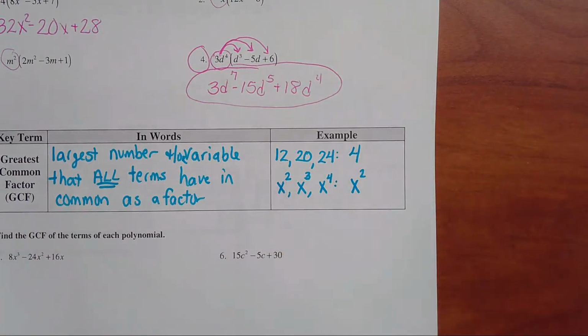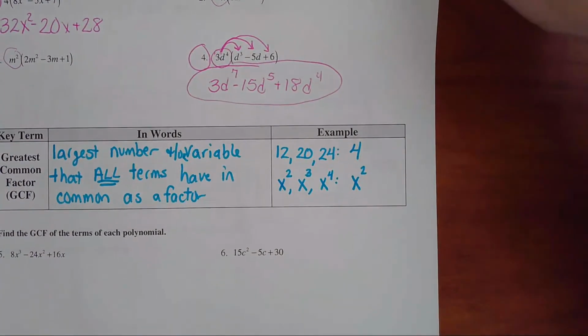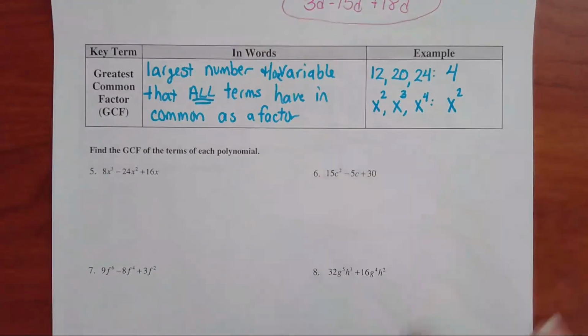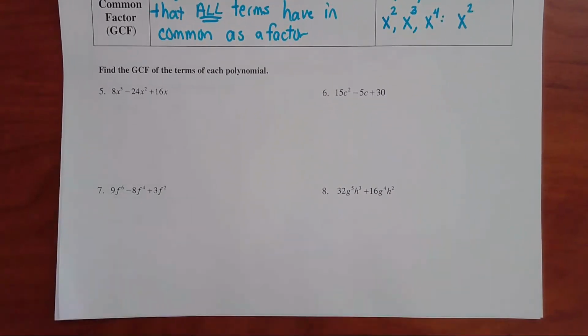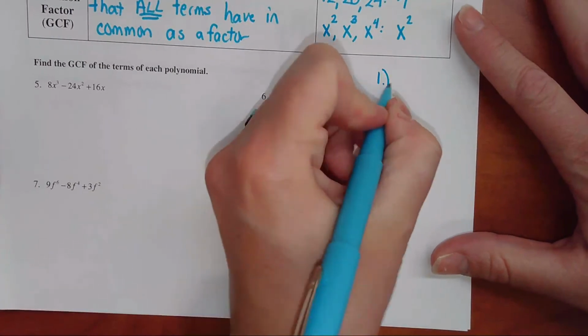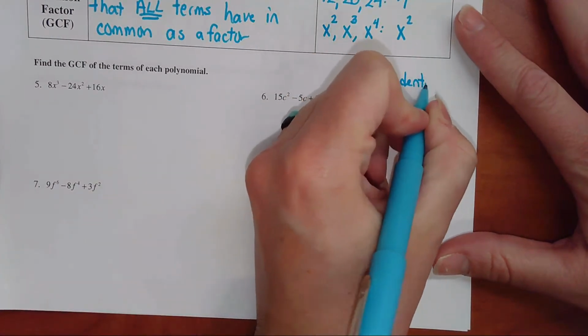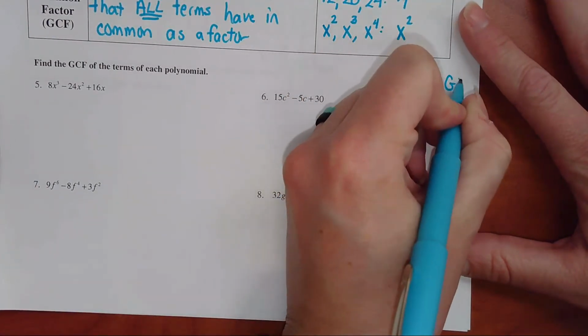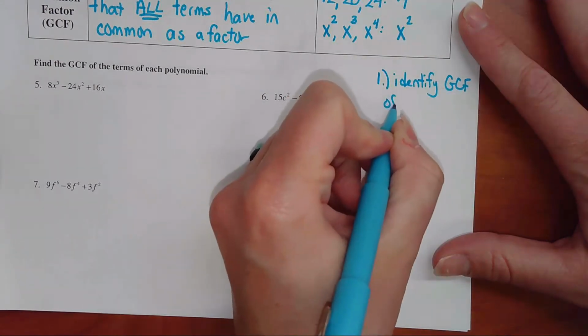So I'm going to hopefully help you out with that here, looking at a couple of examples. So we are going to today just find the GCF. That's it. So when you do this, first thing that I would do is identify, you're going to kind of do this in parts, the GCF of the numbers.